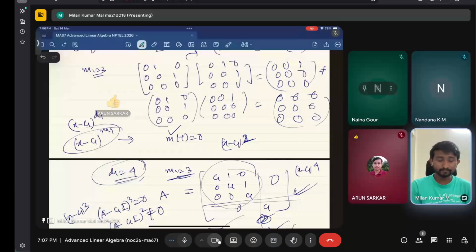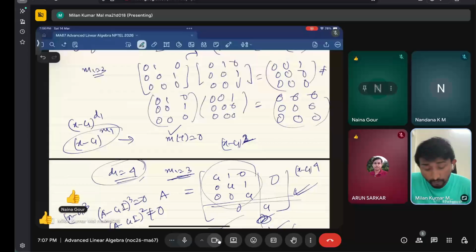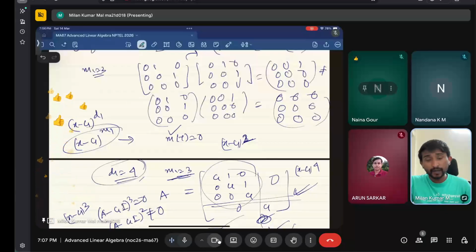So these are the facts. So let's get back to the problem. If I need anything later regarding this, then I'll mention it.